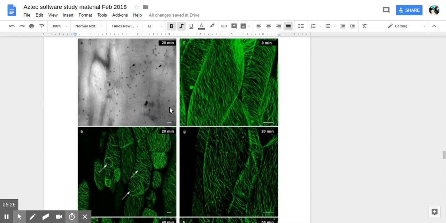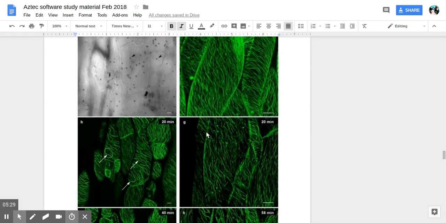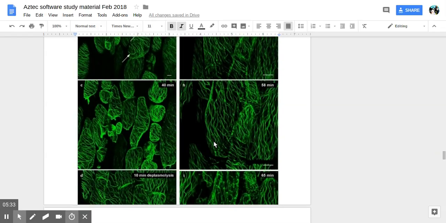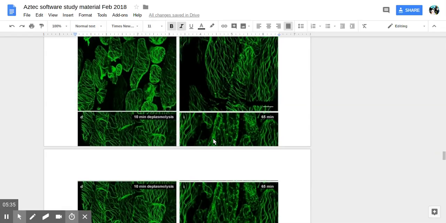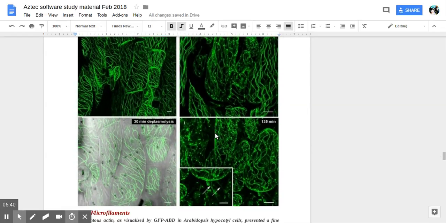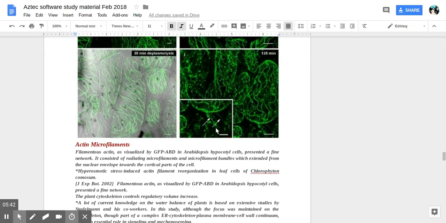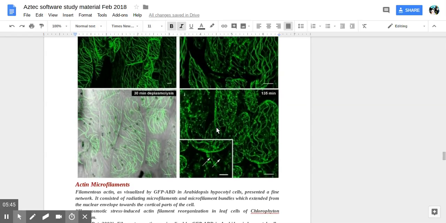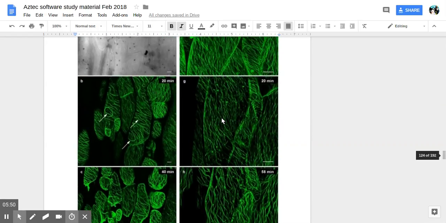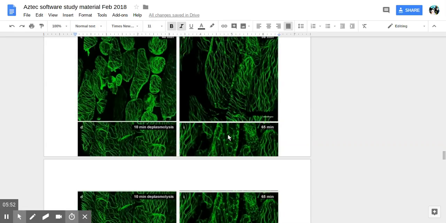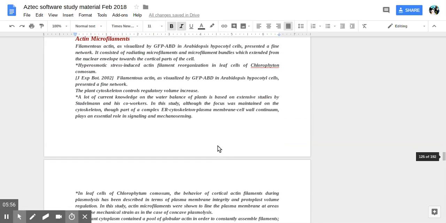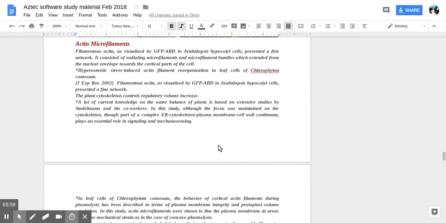This is showing some of the stained cells of plants and the microtubules and how they look with plasmolysis and deplasmolysis. These are from experiments. And then another part of the cell that the research studied in plants as far as plasmolysis goes is the microfilaments.